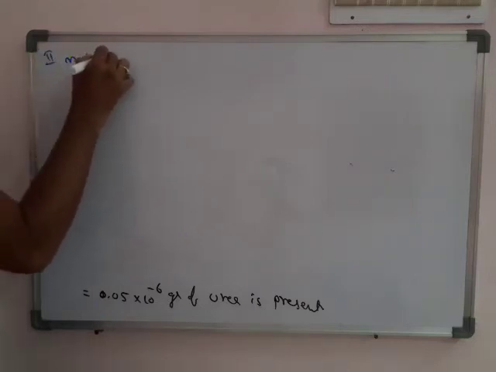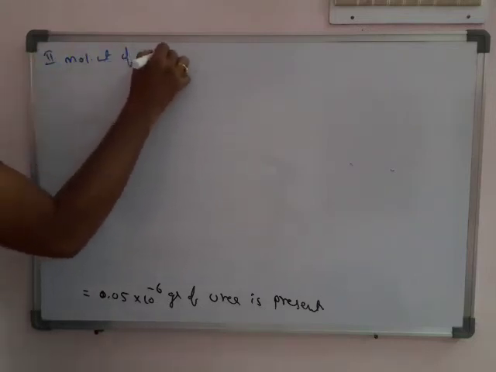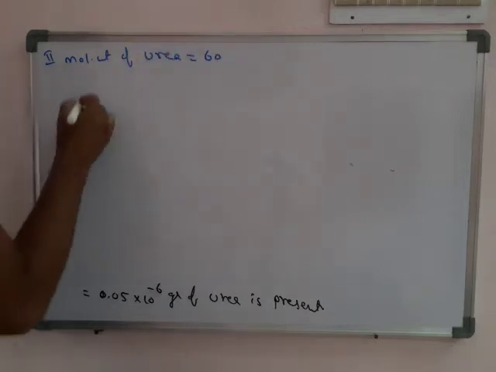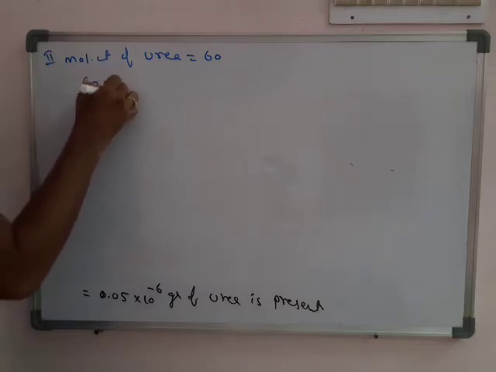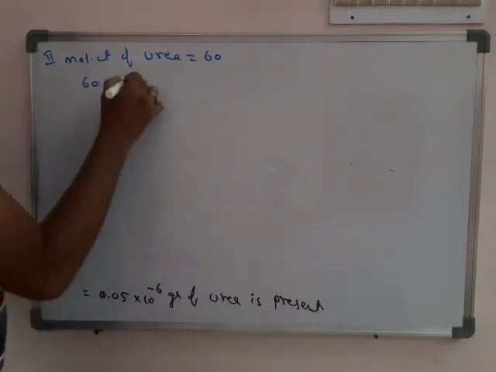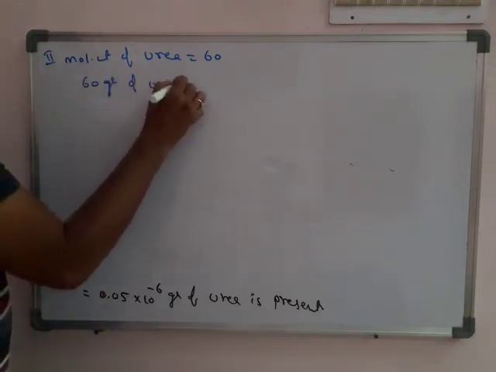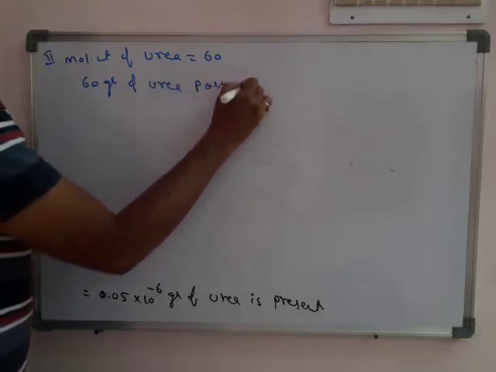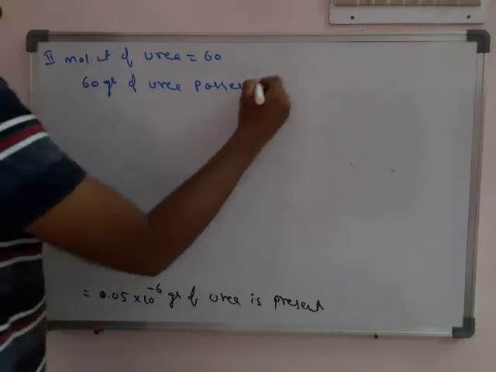Okay, here the molecular weight of urea is 60. Molecular weight means the mass of 1 mole of molecules. So 60 grams of urea possess how many molecules?